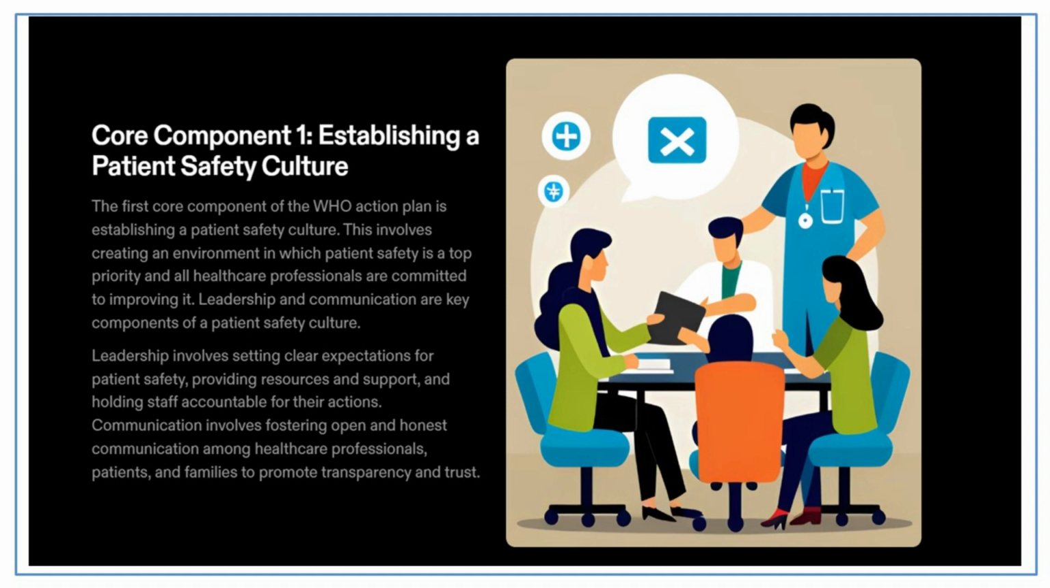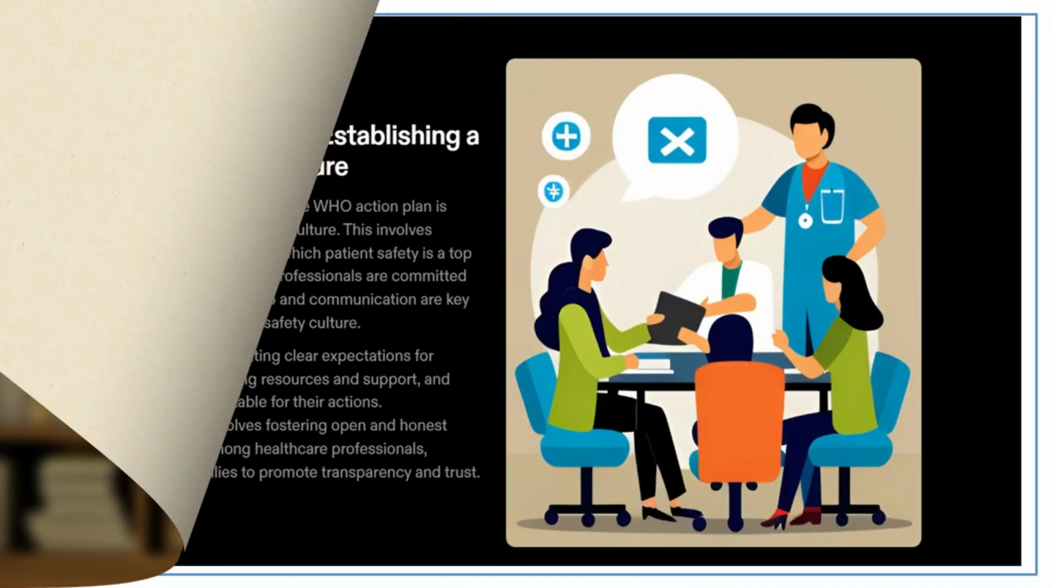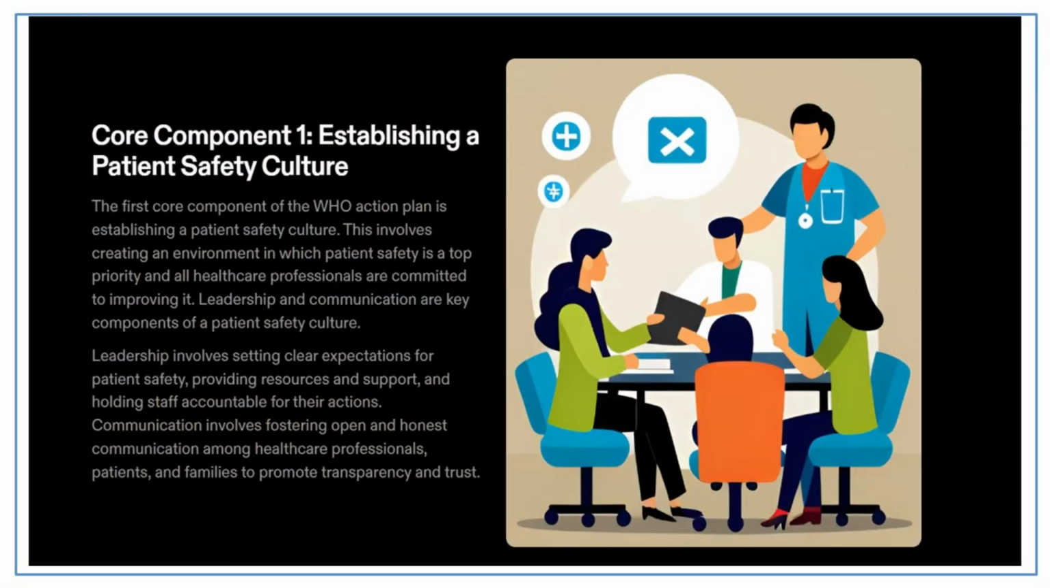And the first component is establishing the culture of patient safety. This involves actually creating an environment where patient safety is the top priority and all the healthcare workers and the system is working to improve it. इसमें दो चीज़ें बहुत important हैं. One is leadership and the second is communication. Leadership will involve setting up clear expectations regarding patient safety, providing resourcing and support, and holding staff accountable for their actions. Unless आपकी लीडरशिप पेशेंट सेफ्टी को टॉप प्रायोरिटी पर रखे, उससे आगे प्रोसीड करना पॉसिबल नहीं होगा.